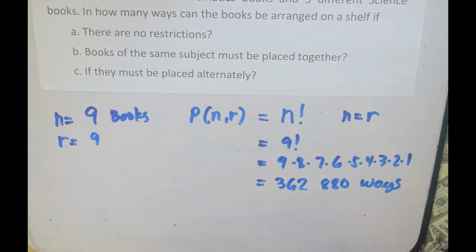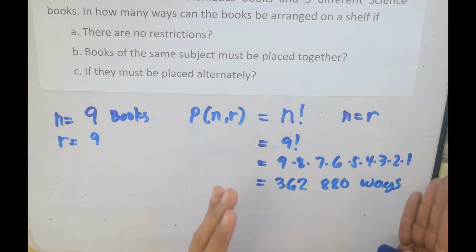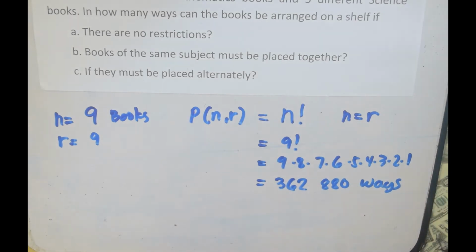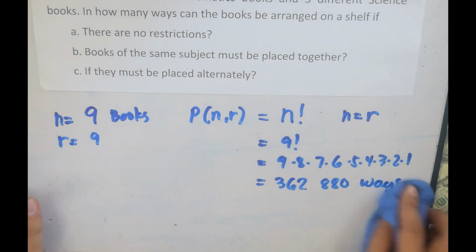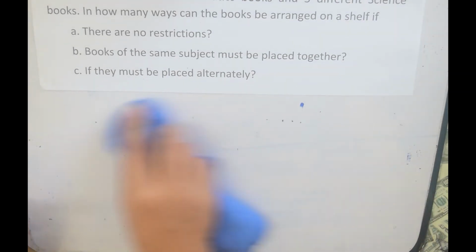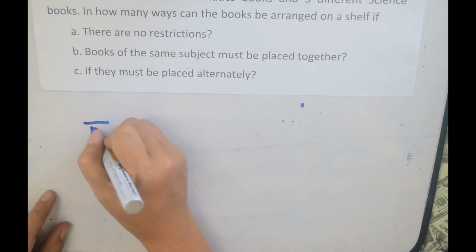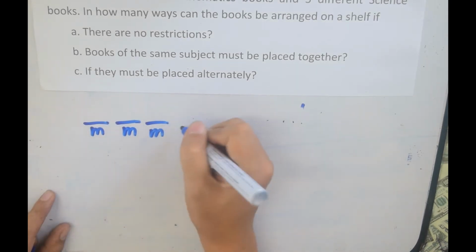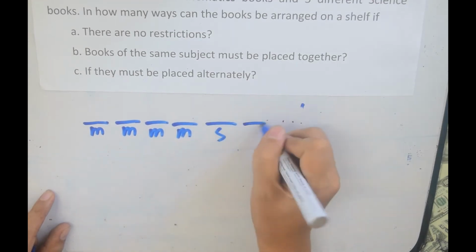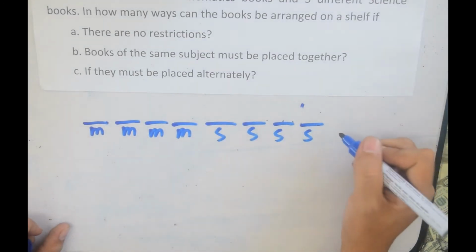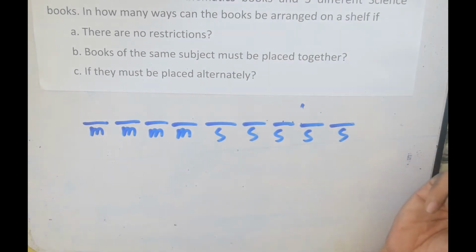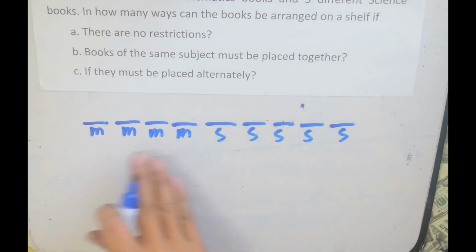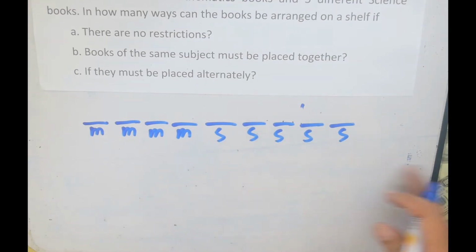So the 4 different mathematics books should be placed together. The 5 different science books should be placed together. So when they are placed together, let's say that we have here 4 math, math, math, math, then science, science, science, science, and another science. So the books are placed together.